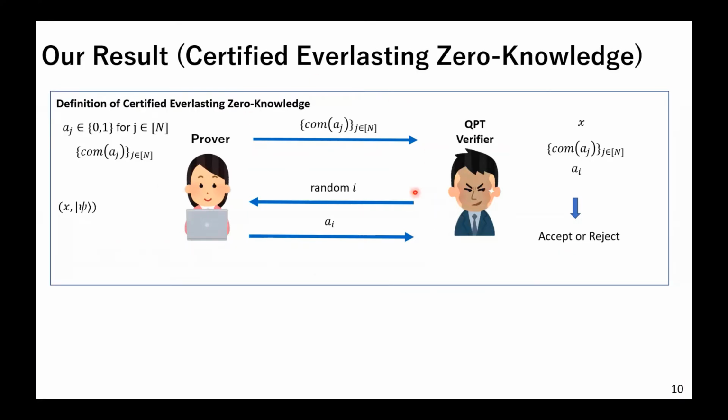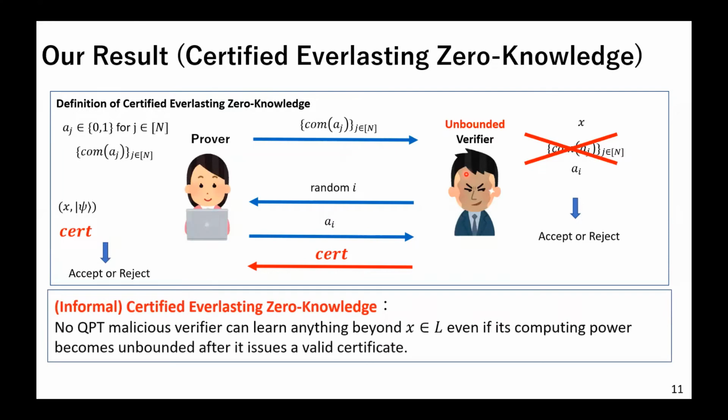In a protocol with certified everlasting zero-knowledge, a malicious verifier can issue a certificate which shows that he deletes the information received from the prover. The prover can check whether the certificate is valid or not using her internal information. When the certificate is valid, she accepts the verifier, and otherwise rejects the verifier. When she accepts the verifier, even if his computing power becomes unbounded after that, he cannot obtain information beyond the fact that the instance X is a yes instance.